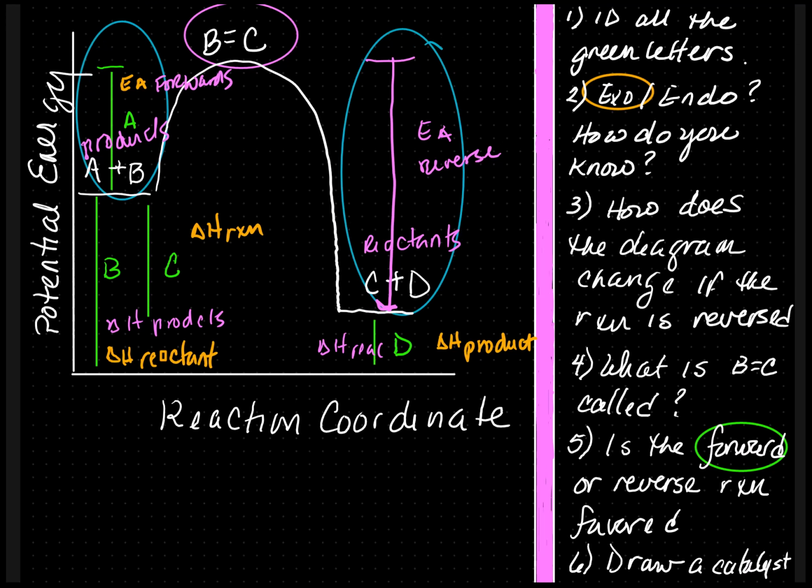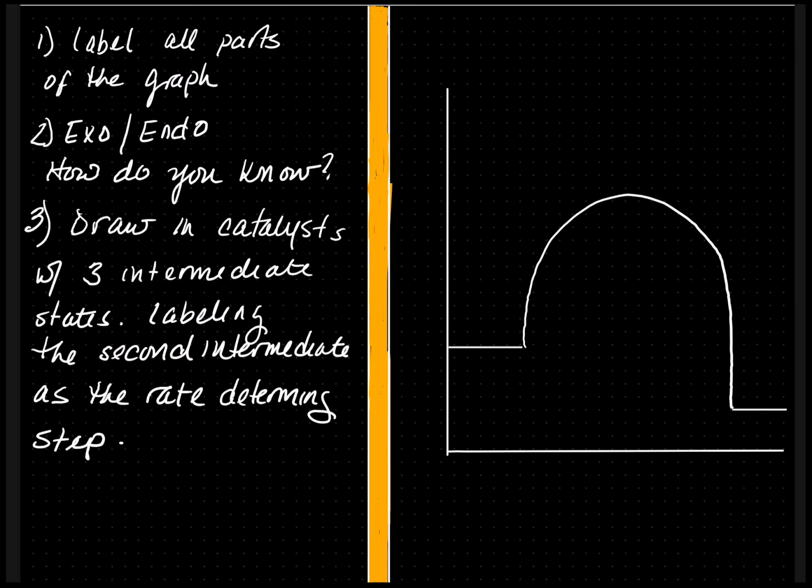So if I draw a catalyst, it just has to be lower than what is given. So this is my catalyst labeled, and it provides an alternative pathway for the reaction to occur. Pause the video, try this problem on your own, and then check your answer.